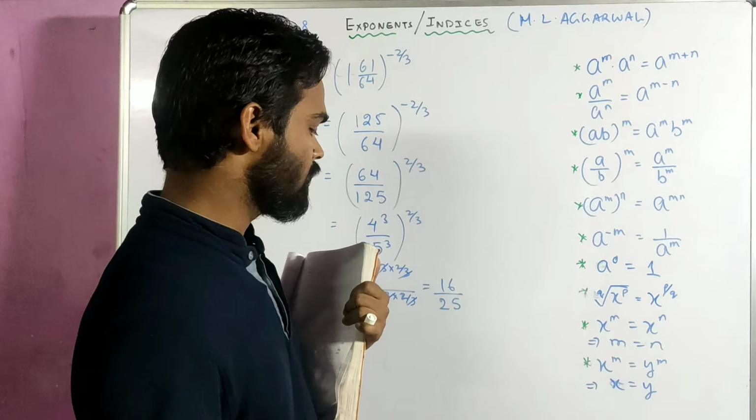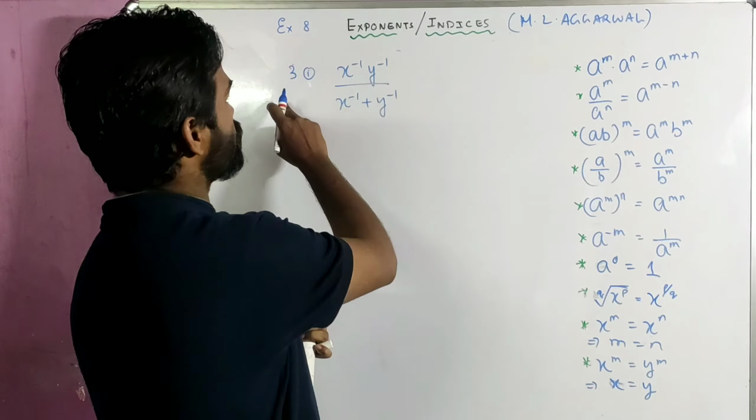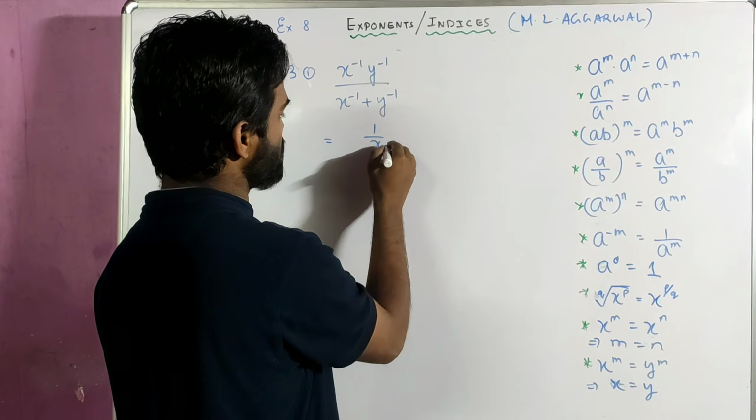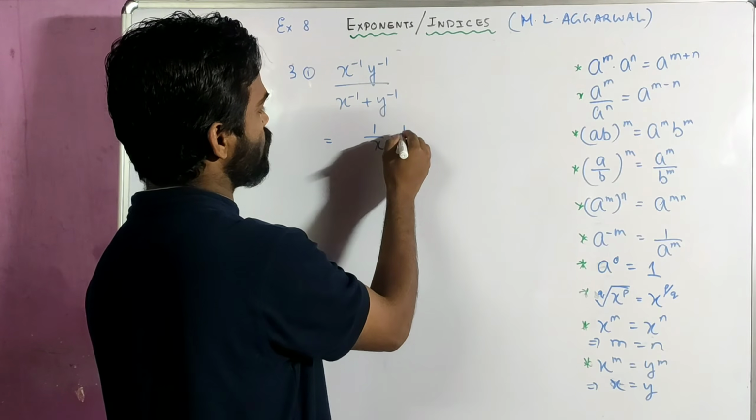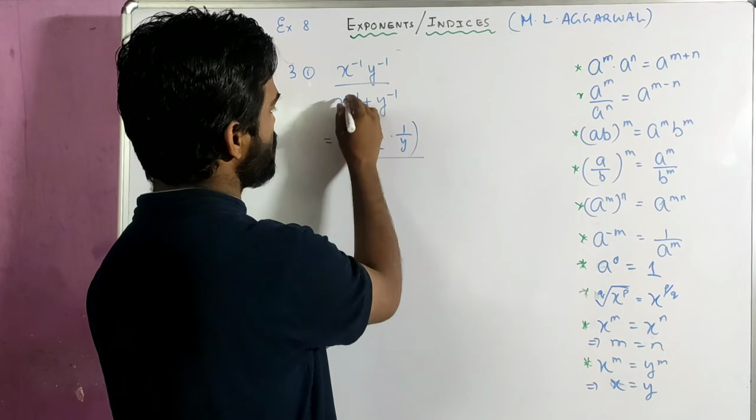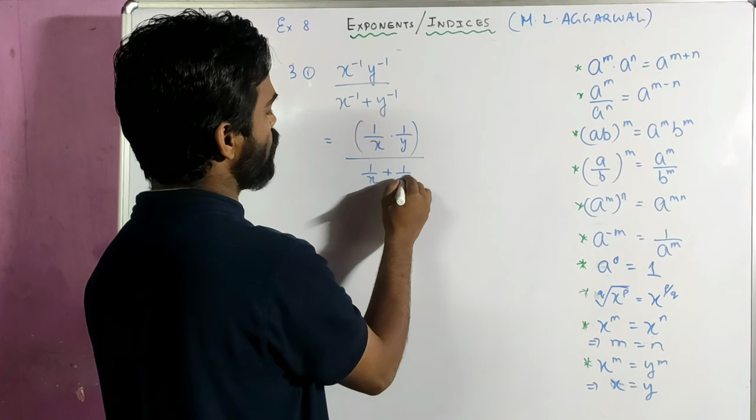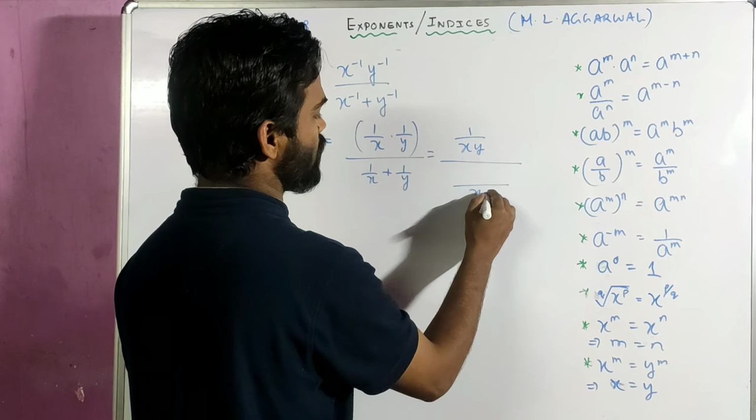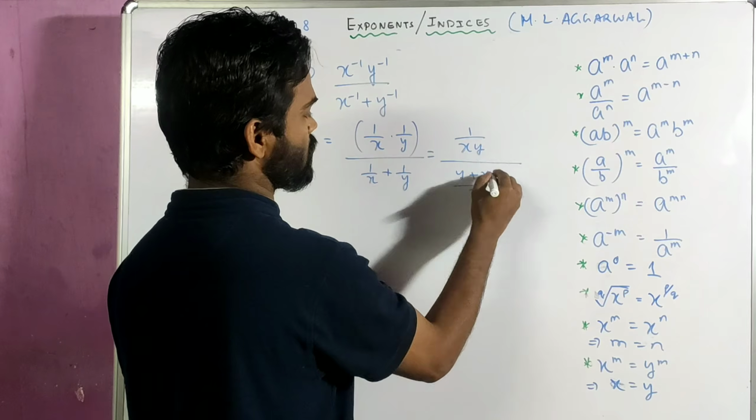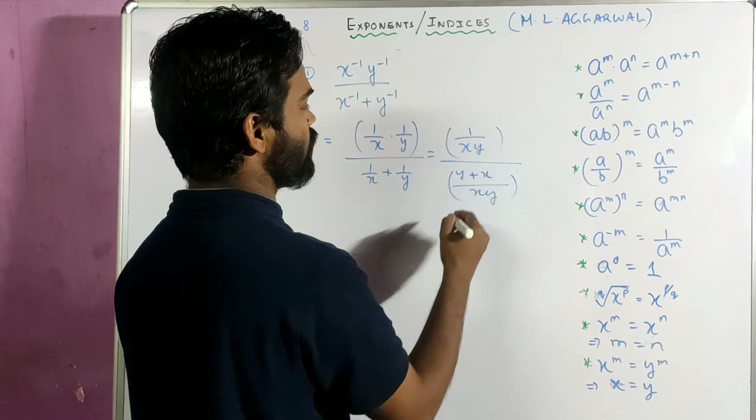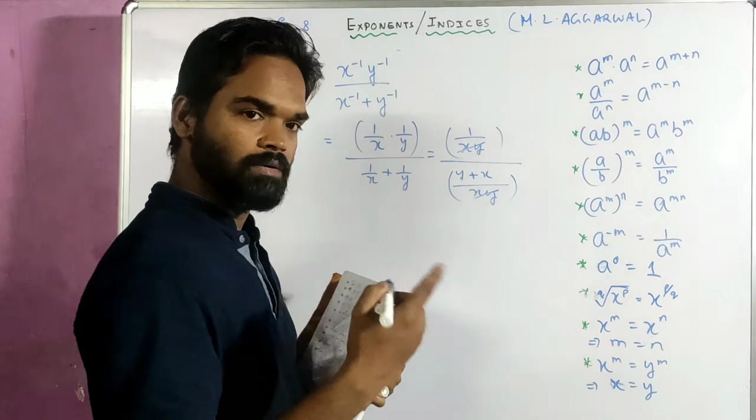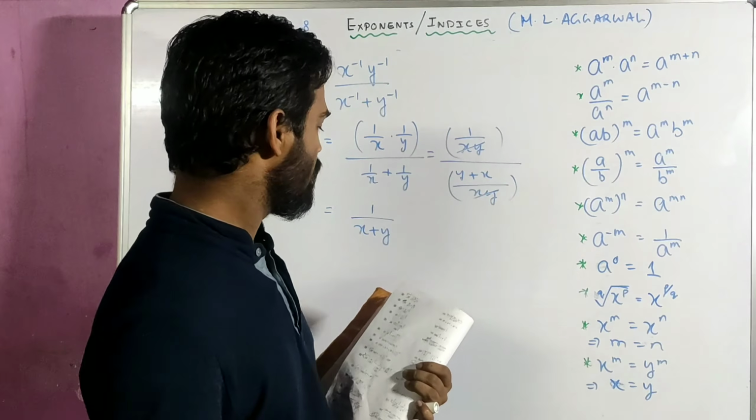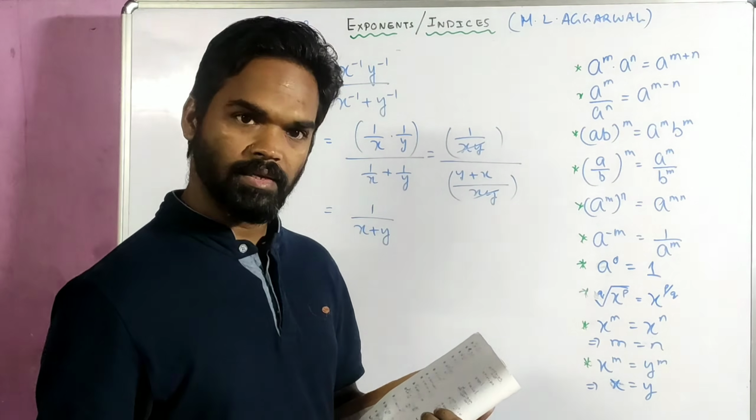Now look at the next sum. Now look at sum number 3 part 1. They told us to simplify this. Okay. Now x to the power minus 1 I can write as 1 by x, multiplied by y to the power minus 1, which means 1 by y. Whole thing divided by x to the power minus 1 plus y to the power minus 1, which is 1 by x plus 1 by y, which is equal to 1 by xy divided by, if we take xy, so y goes over there and x over here. Now if you look carefully, we can cancel the denominator. So it becomes 1 by x plus y. So that's my answer. Now we look at the next sum.